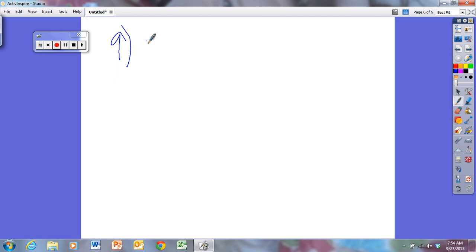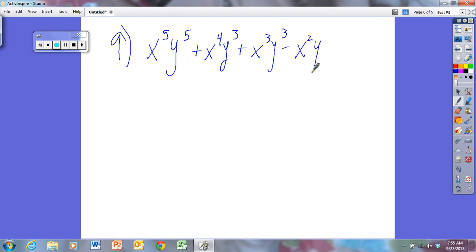Let's do another one. X to the 5th, y to the 5th, plus x to the 4th, y to the 3rd, plus x to the 3rd, y to the 3rd, minus x squared, y squared. So, go through and see if they all have x's, which they do. Do they all have y's? Yes. So you know you at least have xy as a common factor.